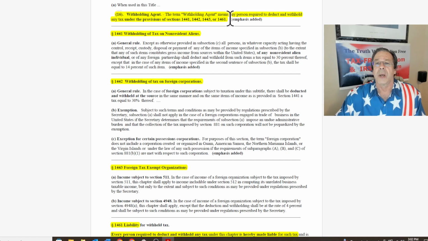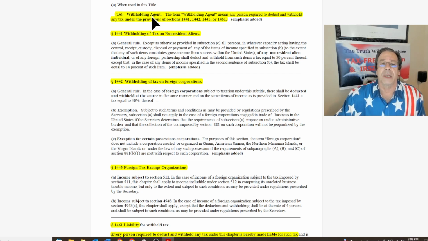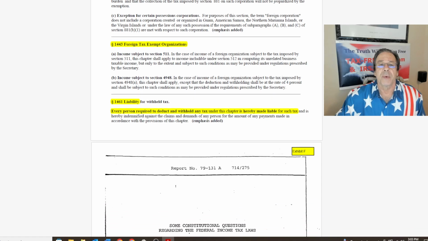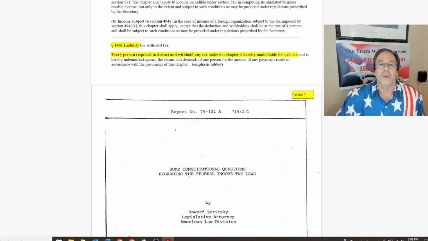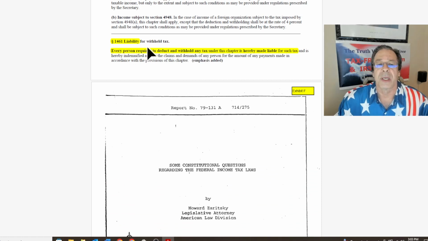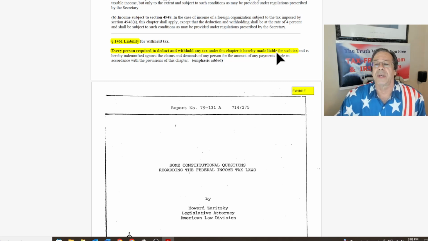The withholding agent means any person required to deduct and withhold under the provisions of sections 1441, 1442, 1443, or 1461. Four code sections. It's as simple a definition as you could have. He's the collector, the withholding agent. He collects from 1441, non-resident aliens. 1442, foreign corporations. 1443, foreign tax-exempt organizations. And 1461, the employer, every person required to deduct and withhold. The withholding agent, every person required to deduct and withhold, is hereby made liable.